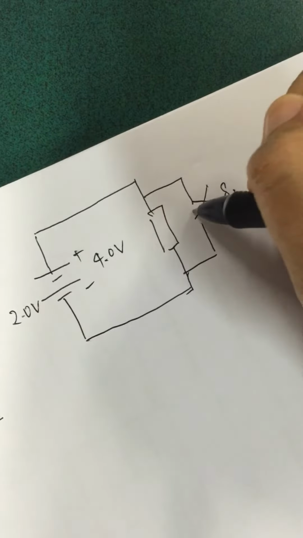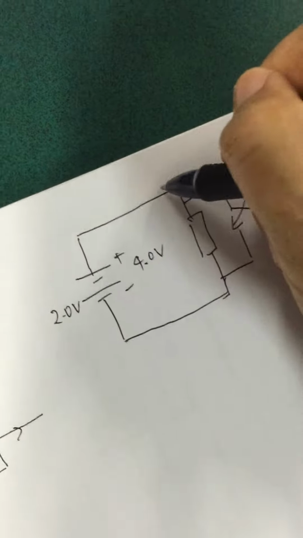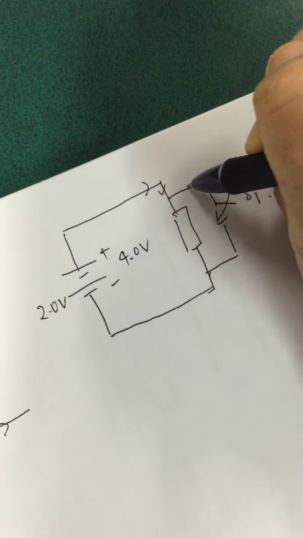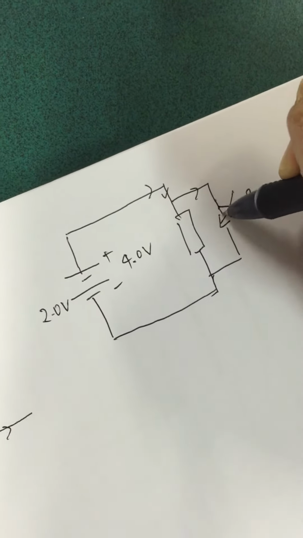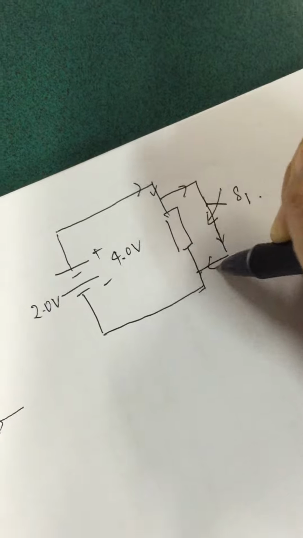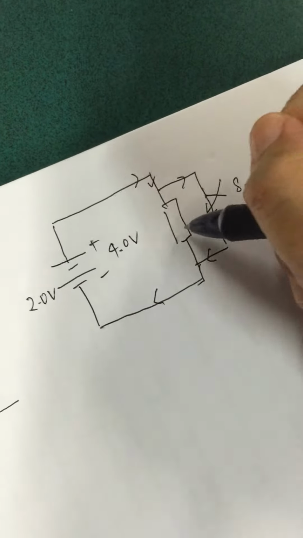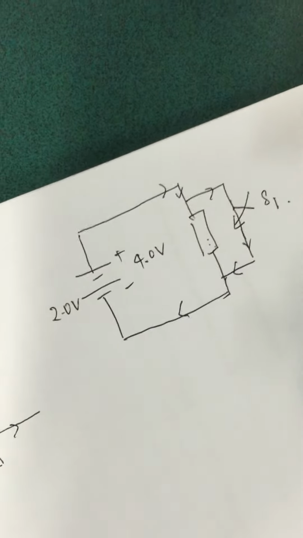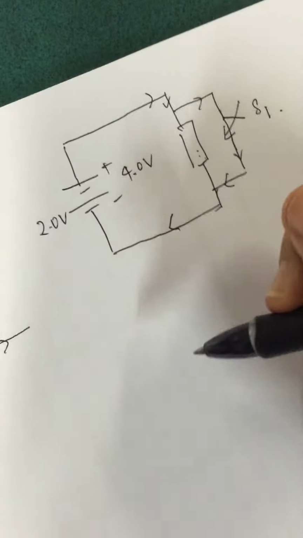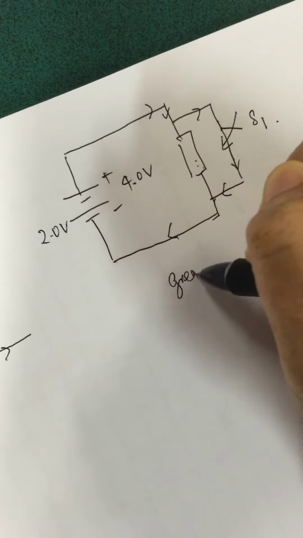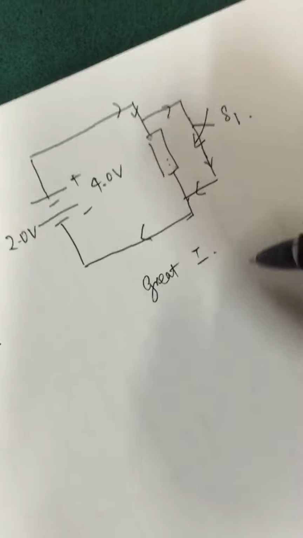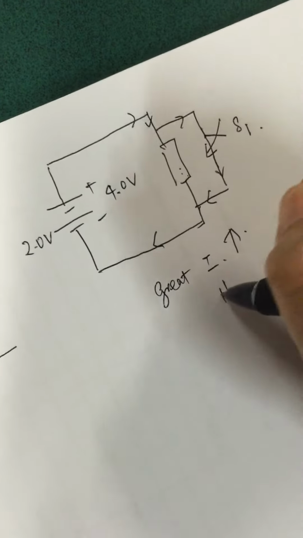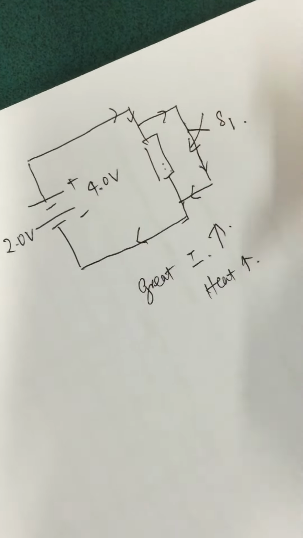Now, if I close the switch S1, that means my current will go from here to here to here to here to here. It will bypass whatever resistor there is here. Now, in a short circuit, what happens is that there will be a great amount of current. Now, when current increases, heat will increase.